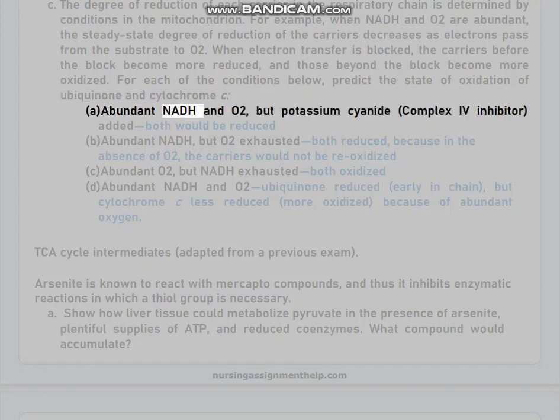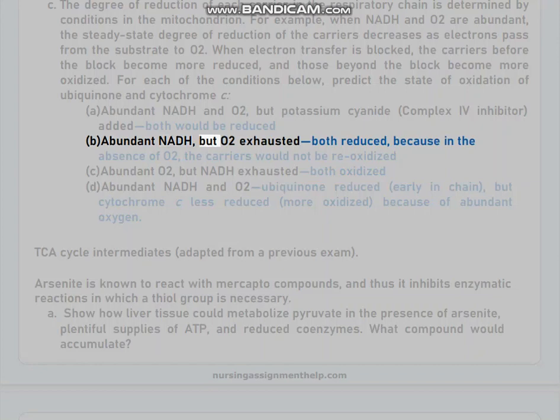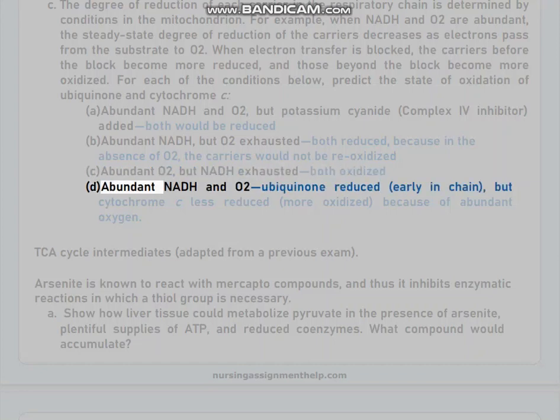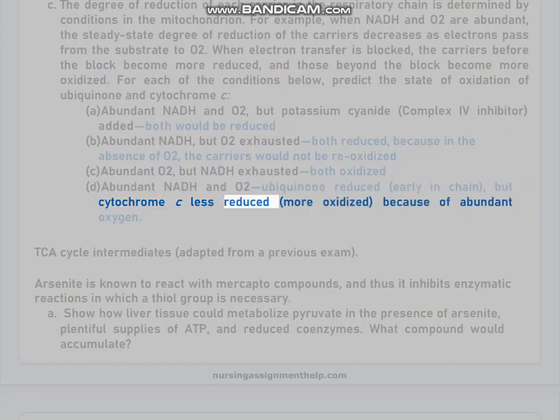A. Abundant NADH and O2, but potassium cyanide, a complex 4 inhibitor, added: both would be reduced. B. Abundant NADH, but O2 exhausted: both reduced, because in the absence of O2 the carriers would not be reoxidized. C. Abundant O2, but NADH exhausted: both oxidized. D. Abundant NADH and O2: ubiquinone reduced, early in the chain, but cytochrome c less reduced, more oxidized, because of abundant oxygen. TCA cycle intermediates, adapted from a previous exam.